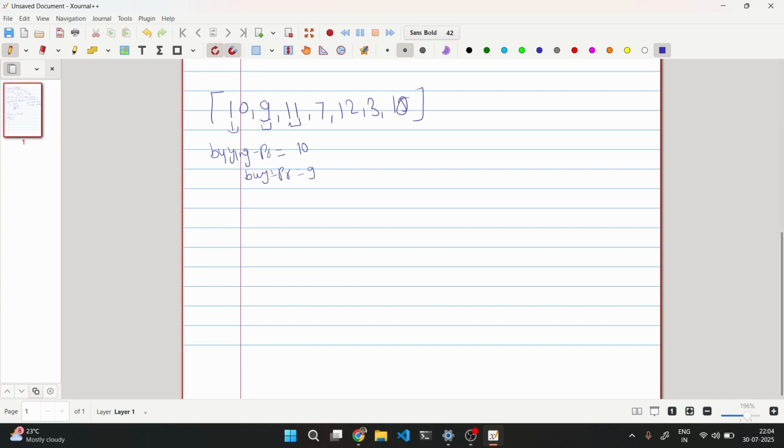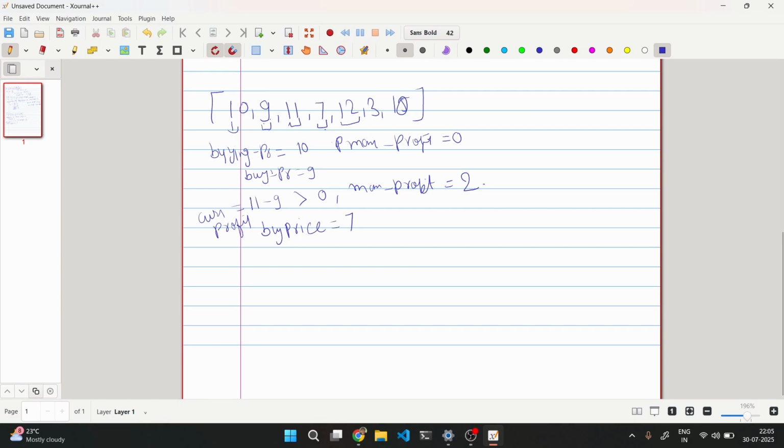Now we move to 11. 11 is greater than 9. So let's say our max profit right now is 0. And current profit, 11 minus 9, this is going to be our current profit, which is greater than 0. So now our max profit is going to be 2, right? Now we'll move to 7. Our current buying price is 9, and 7 is lesser than 9. So we will update our buying price. Buying price is going to be 7.